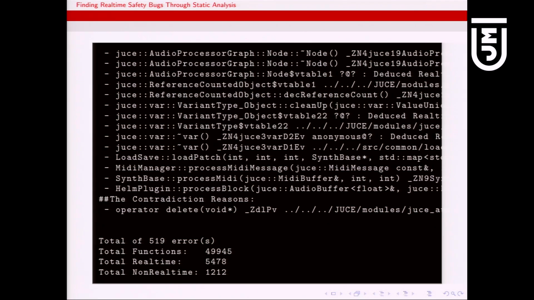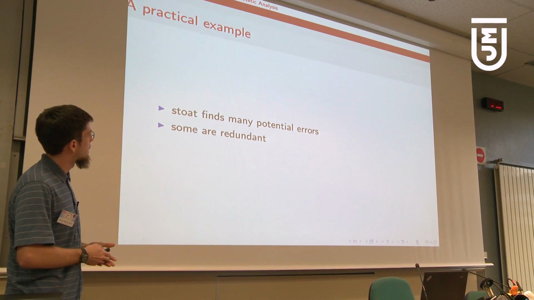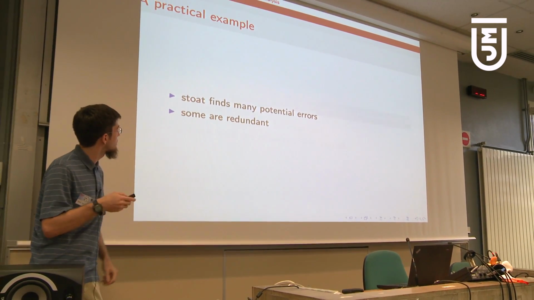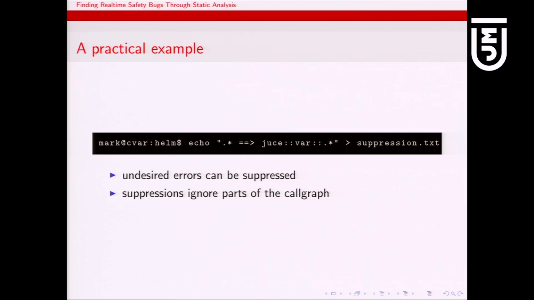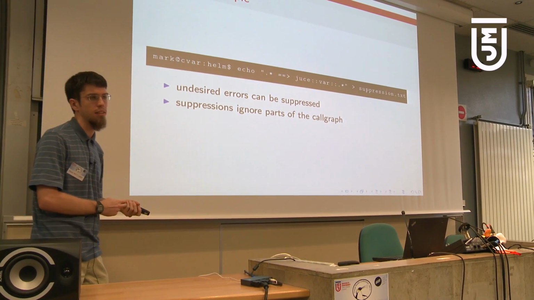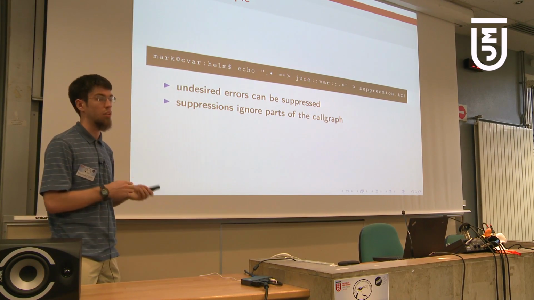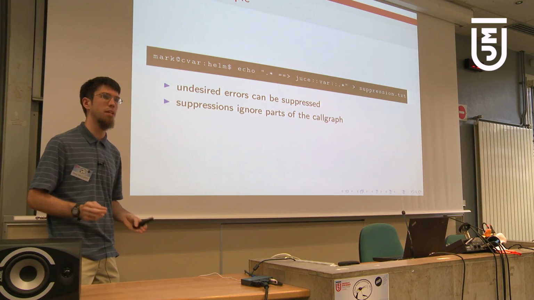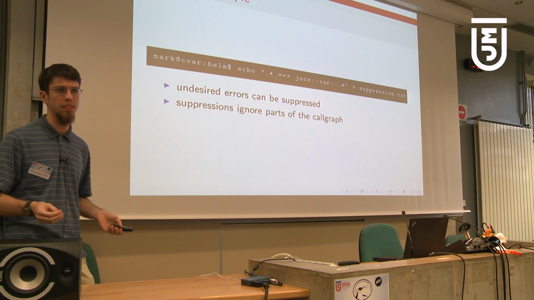So we're going to want to try to condense this a little bit so that we can get more understandable error messages. Stoat offers a couple of ways to help us do that. So we're going to want to use some of the techniques that Stoat has available. Stoat allows us to do a couple of things with functions. It allows us to either give a whitelist, which tells Stoat that they have to be real-time. We can give it a blacklist, which tells Stoat that they are explicitly not real-time. Or we can suppress things.